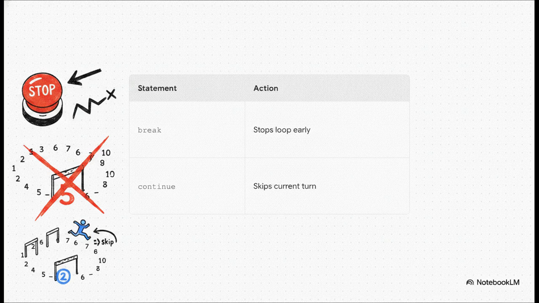It's over. On the other hand, continue is more like a skip button. If you use continue at the number 2, Python just skips the rest of that specific turn, completely ignores the number 2, and jumps right back to the top of the loop to process the number 3. So, break stops the ride entirely, continue just skips a beat.